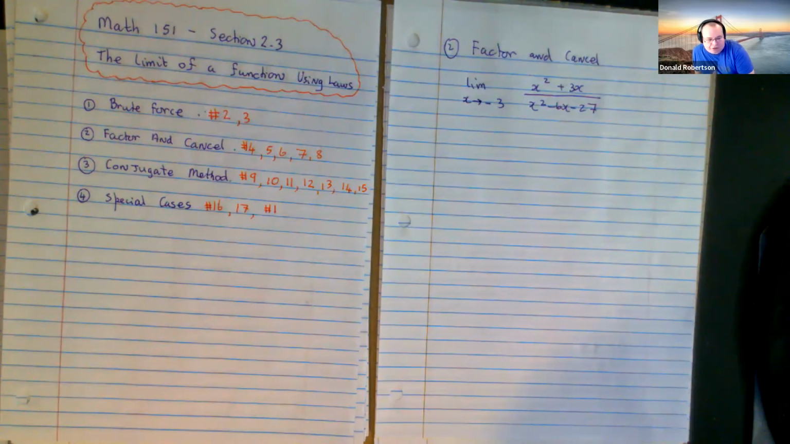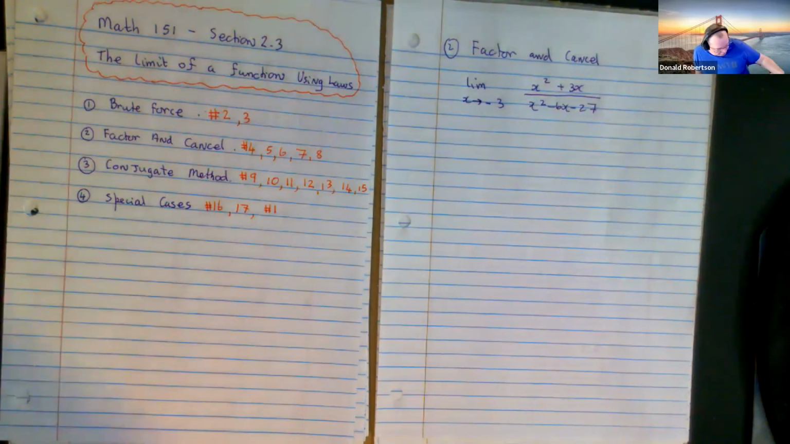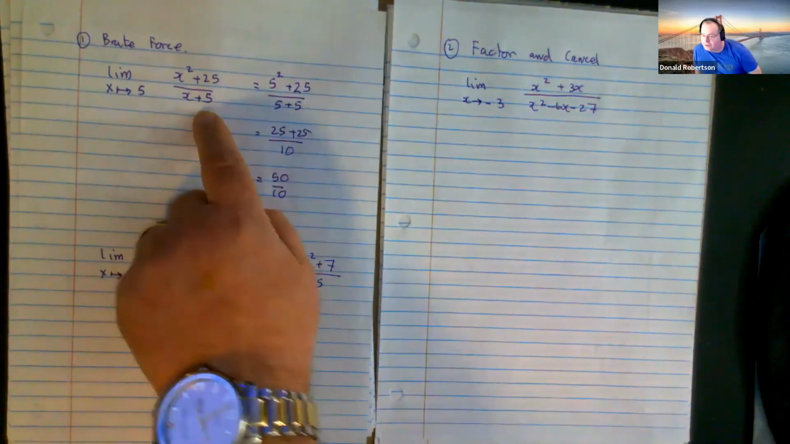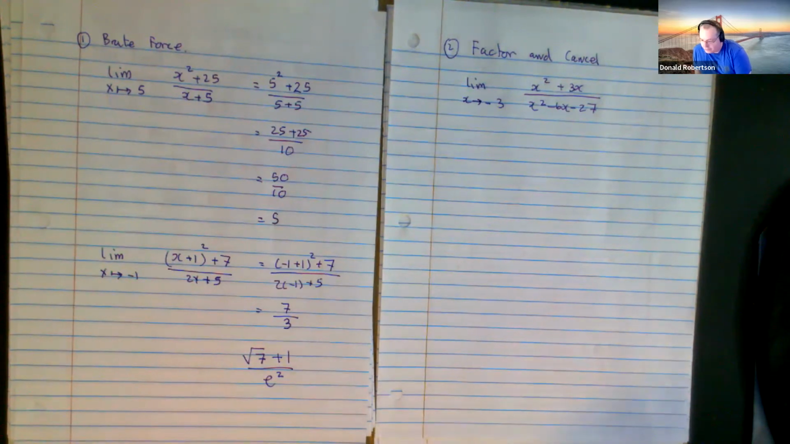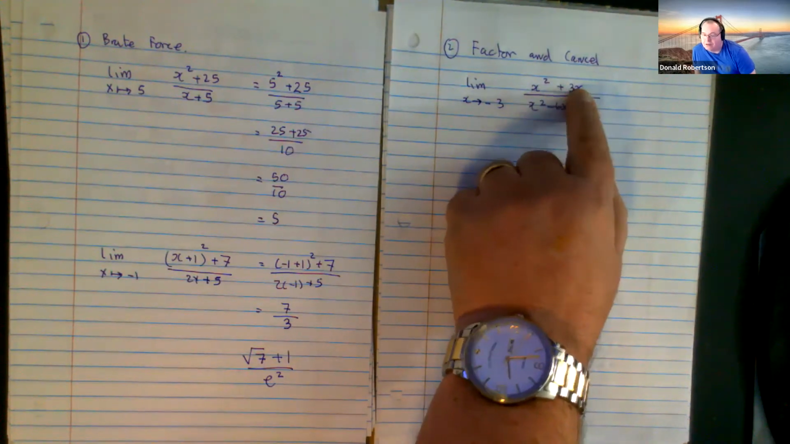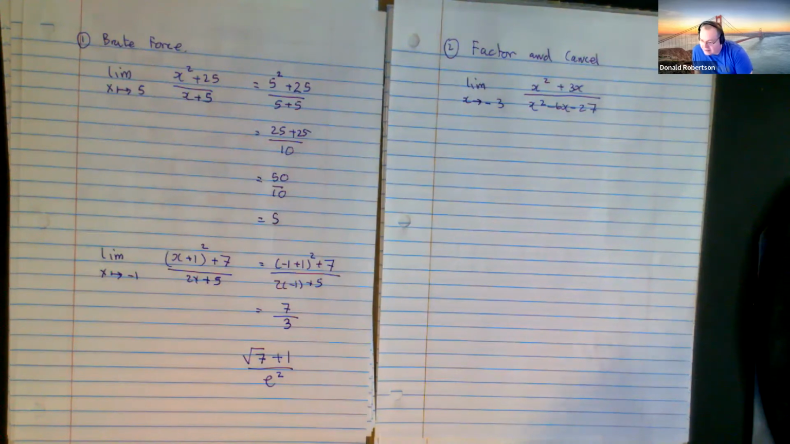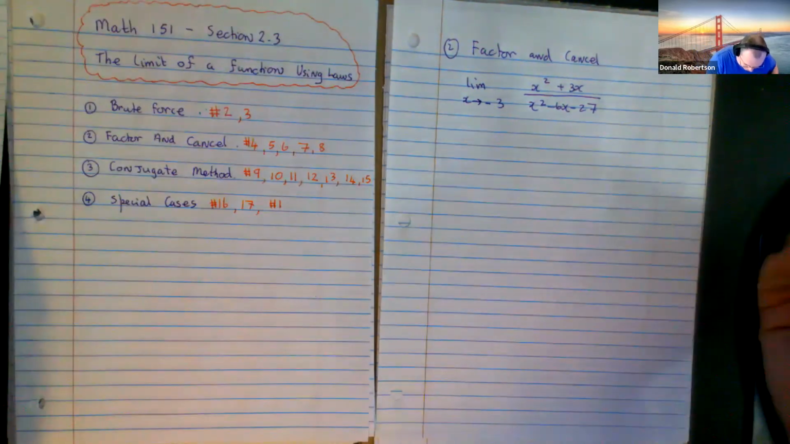Now, I think a natural question you might ask yourself is, how do you know this one is a factor and cancel? Couldn't it just be a brute force question? And the answer is it could have been. So how do you tell? You plug in -3 and you see what you've got. You can either do this in your head or on a bit of scratch paper. Let me show you what that would look like.